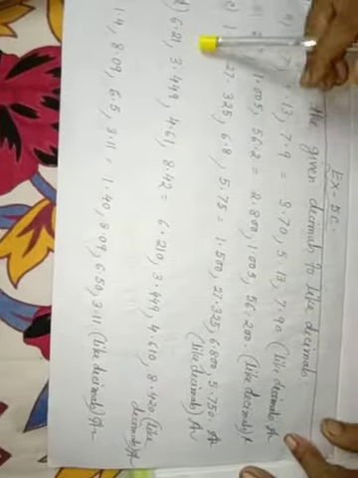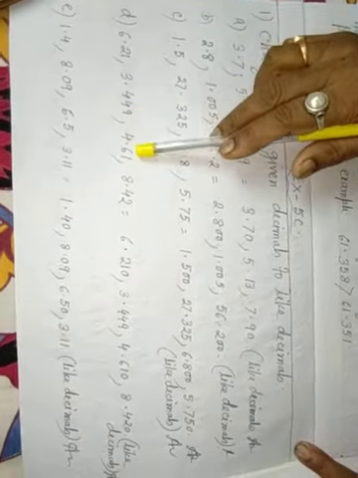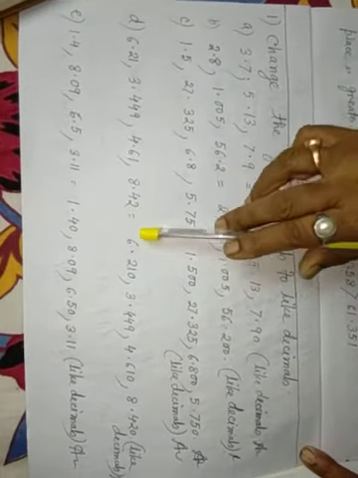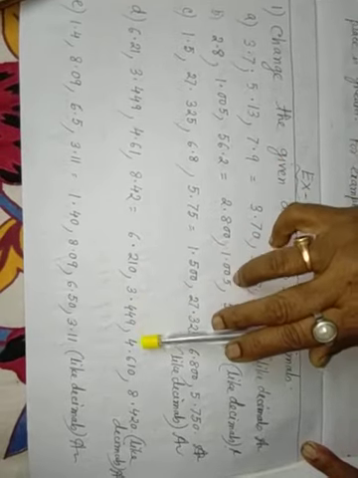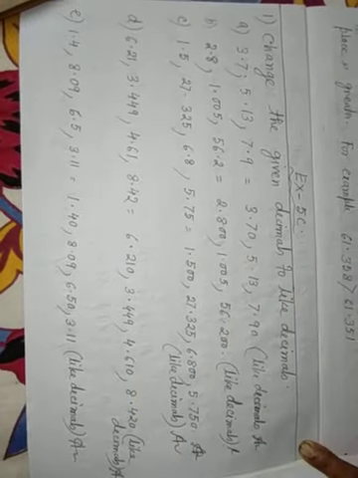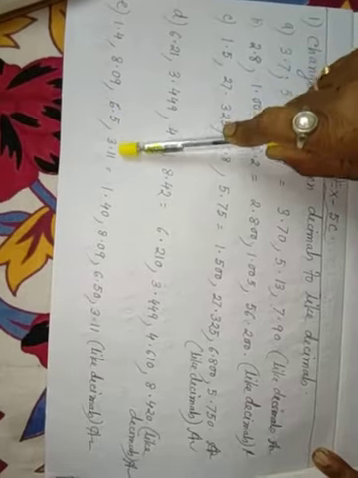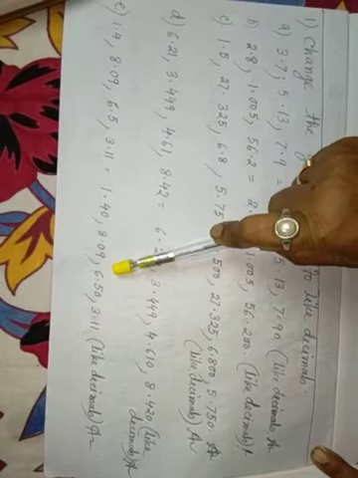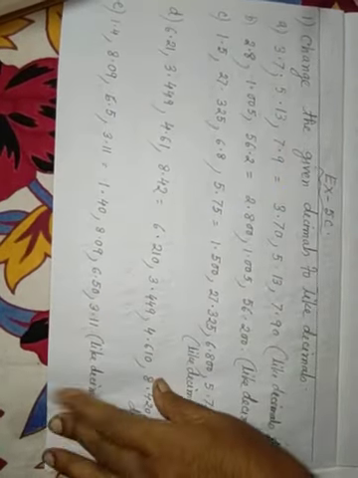D. 6.21, 3.449, 4.61, 8.42 become 6.210, 3.449, 4.610, 8.420, like decimals. E. 1.4, 8.09, 6.5, 3.11. So 1.40, 8.09, 6.50, 3.11, like decimals. Okay.